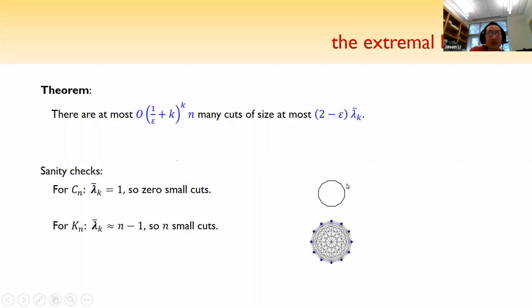Now for the clique, lambda k bar is n minus 1. Now (2 minus epsilon) times lambda k bar is just too small for us to cut 2 vertices out of the clique. So cutting 2 vertices goes beyond the (2 minus epsilon) times lambda k bar threshold. So we're only left with the singleton cuts, of which there are n. Okay, so this statement is sound for these two settings.